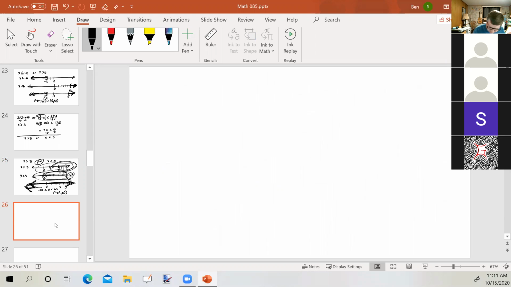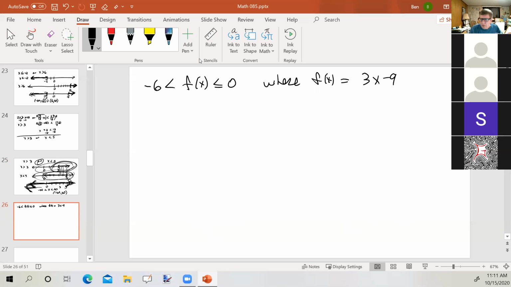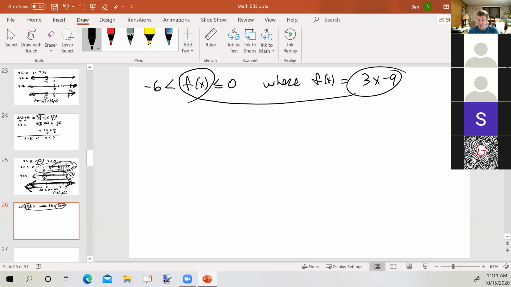This says -6 less than f of x less than or equal to 0, where f of x equals 3x minus 9. I believe that all the authors are trying to do here is just get you used to using function notation. Basically, all we're going to do is make a substitution. We're going to take that and put it right there in place of f of x. So that gives us -6 less than 3x minus 9 less than or equal to 0.